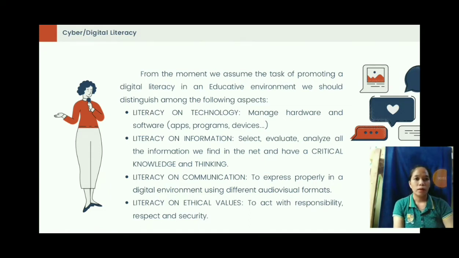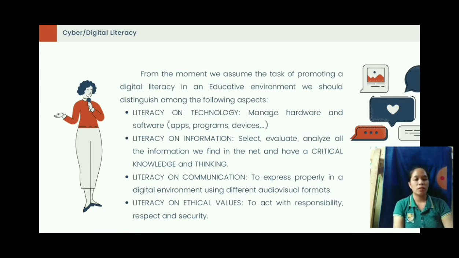Number 2, literacy on information. Select, evaluate, or analyze all the information we find in the net, and have critical knowledge and thinking.